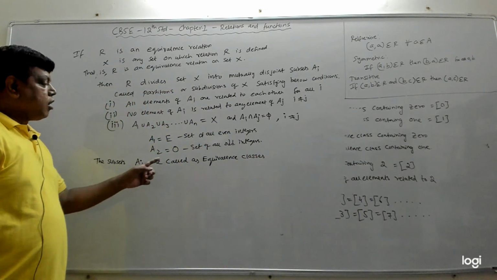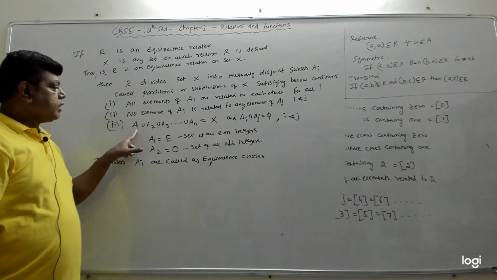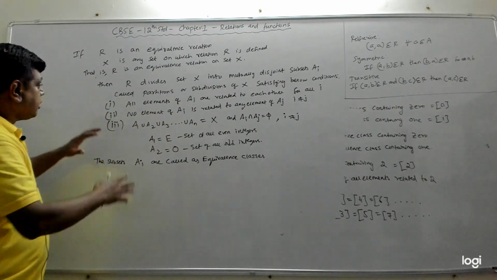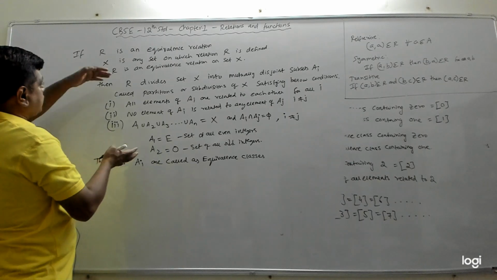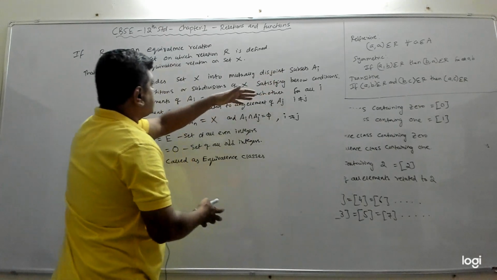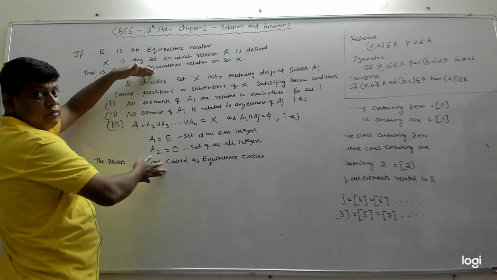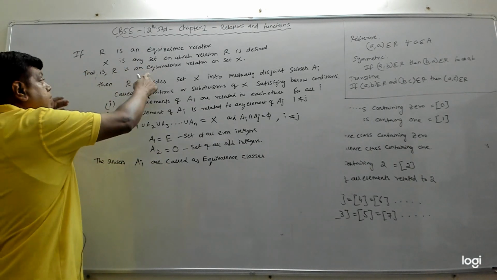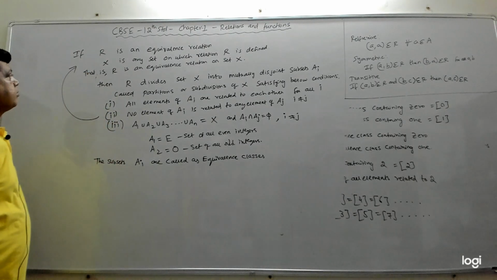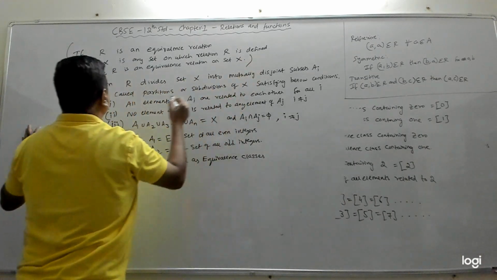Each subset is called an equivalence class. All the subsets Ai, which means A1 is an equivalence class, A2 is an equivalence class, A3 is an equivalence class, like that. And here the reverse is also true. Suppose you have R that divides X into mutually disjoint subsets Ai, called partitions or subdivisions, satisfying these conditions, then we will be able to define an equivalence relation on set X. The converse is also true.